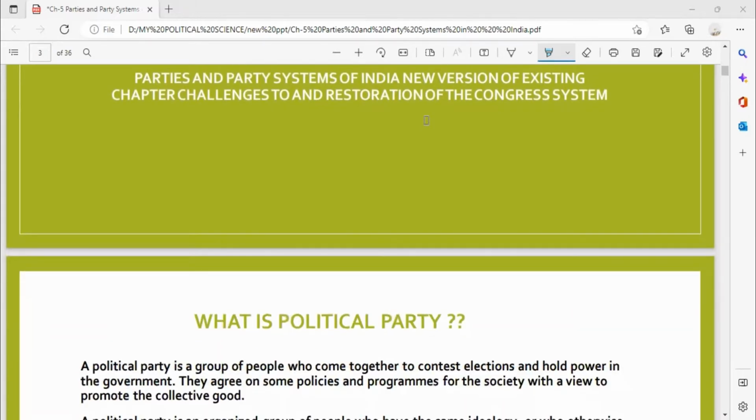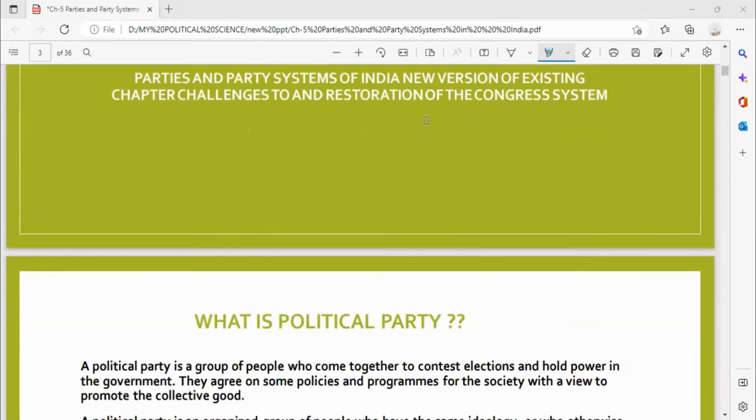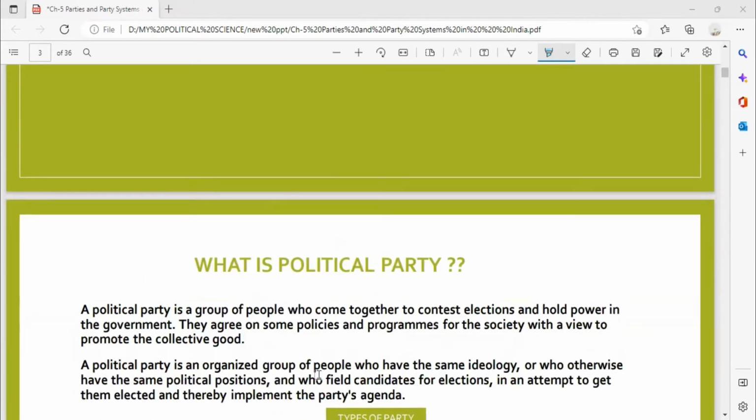So what is a political party? If I have to ask a question, probably you might say that it is a group of people who come together, form elections and fight elections. So in the same manner, this question may be asked, what is a political party? When we talk about the political party, you need to understand that this is a group of people who come together to contest elections and hold power in the government.